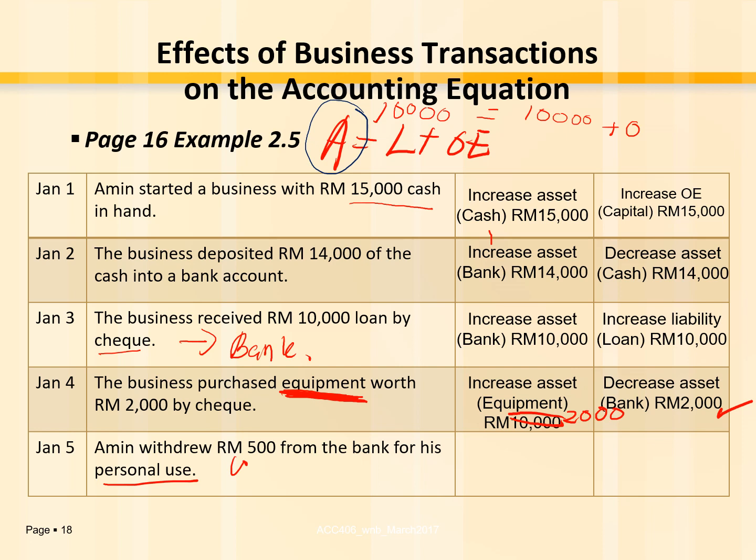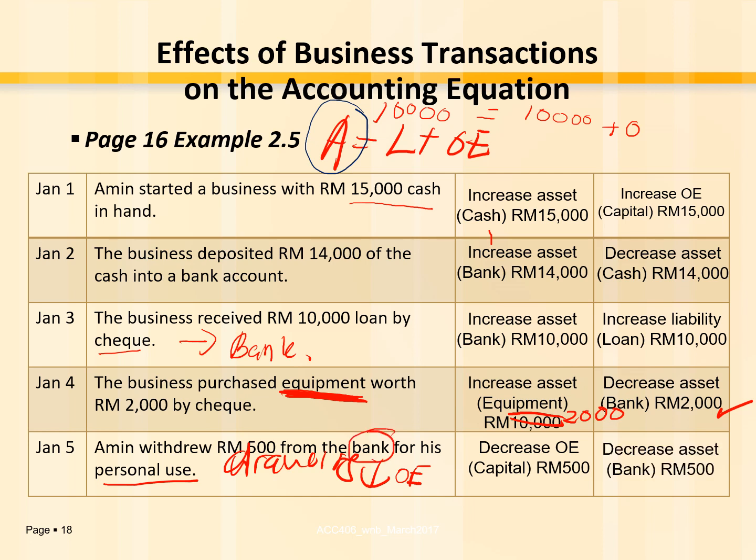This is what we call as drawings. Drawings ni akan mengurangkan you punya owner's equity. So what happened? It will decrease owner's equity, which is capital, by 500. Then dia ambil duit daripada bank. So decrease asset by 500 from the bank. So that's it. That is the effect of business transaction on the accounting equation. Okay, if you notice that every single transaction right here, dia memang akan give effect kepada this equation dan dia mesti balance.